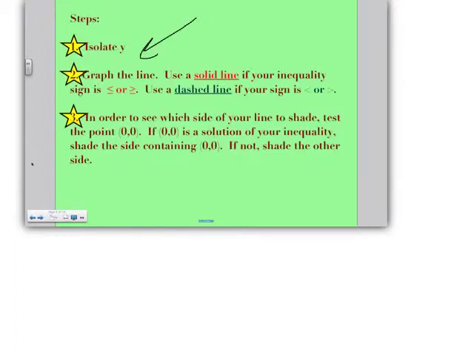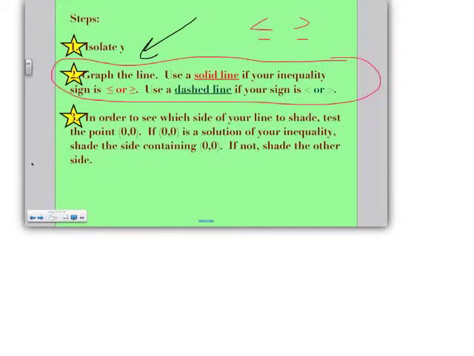The first key point is right here, which is that anytime you have a less than or equal to or greater than or equal to sign, your graph will be a normal solid line. However, if you have a less than or greater than sign, it's going to be a dashed line. I'll show you what that looks like in a moment.